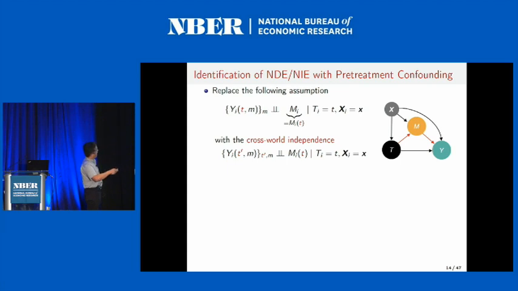Okay? Now, in order to identify the natural direct and natural indirect effects, we have to strengthen this assumption with something called cross-world independence. Okay? The only difference is this little tilde. Right? So what this means is that you need to consider not only the conditional independence of the mediator with the potential outcome with different M given the same T that's been realized, you also need to consider the counterfactual world if the treatment were different. Okay?